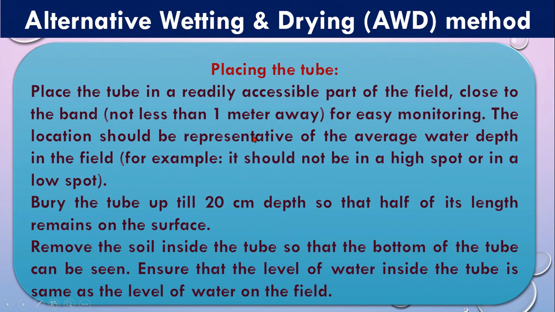So, placing the tube: where should you place the tube? You should place the tube in a flat place, randomly about 4 or 5 in the land, and remember to keep them not less than 1 meter away. That means after every 1 meter you have to put the tube, to 10 centimeter depth.